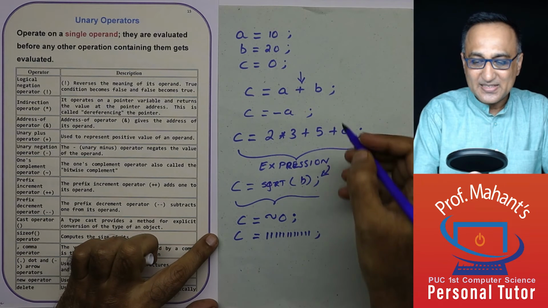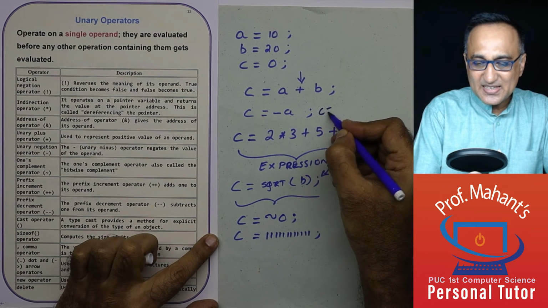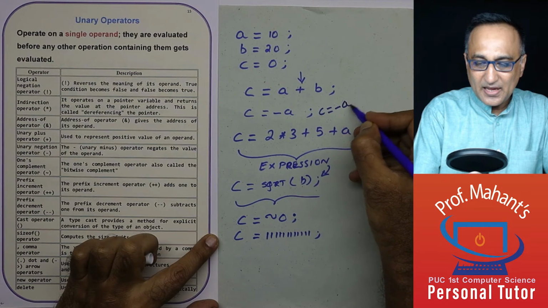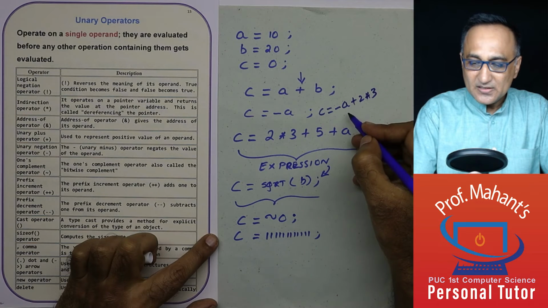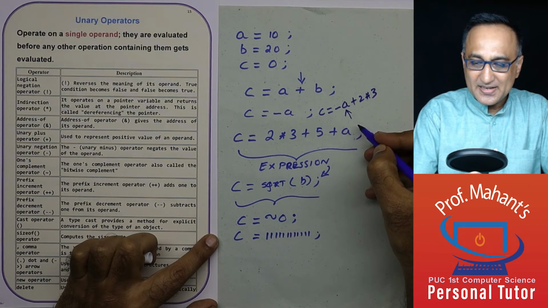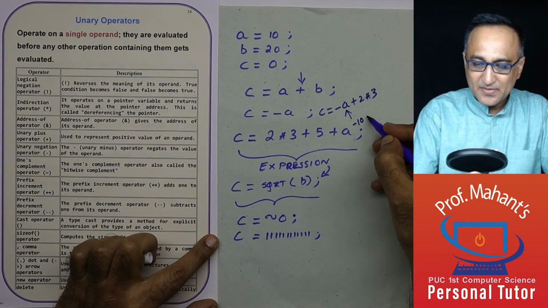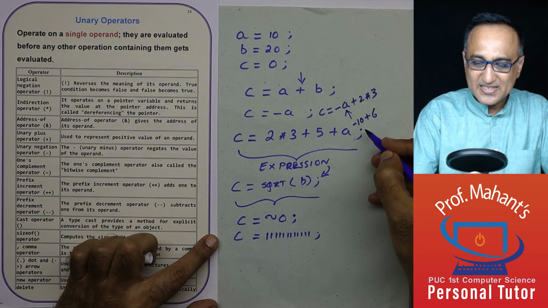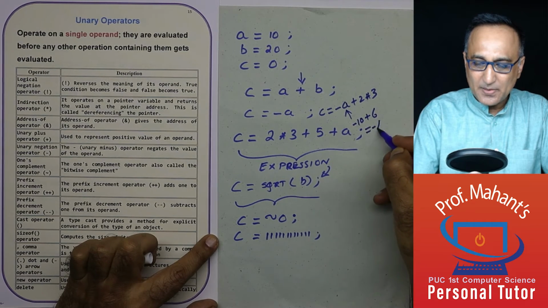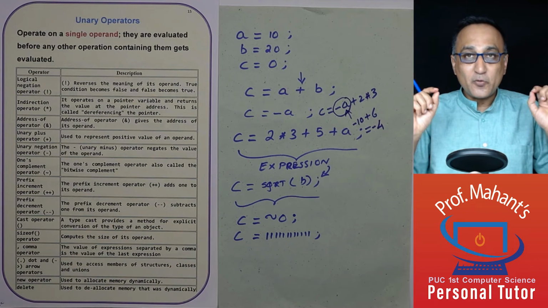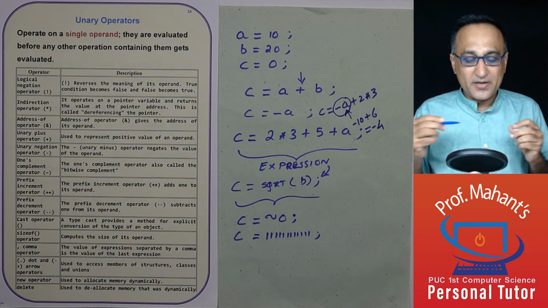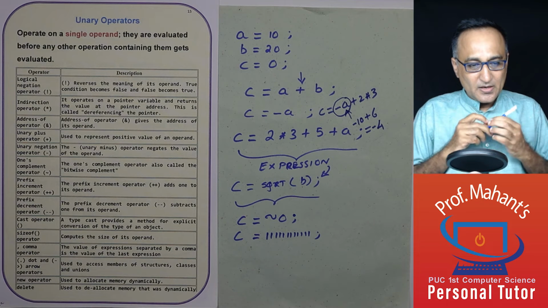Suppose I say something like this. Suppose I write C is assigned minus A plus 2 into 3. First this will come into the picture. Minus A becomes minus 10, plus 2 into 3 is 6, minus 10 plus 6 is minus 4. So a unary operator gets evaluated before any other operators in an expression.